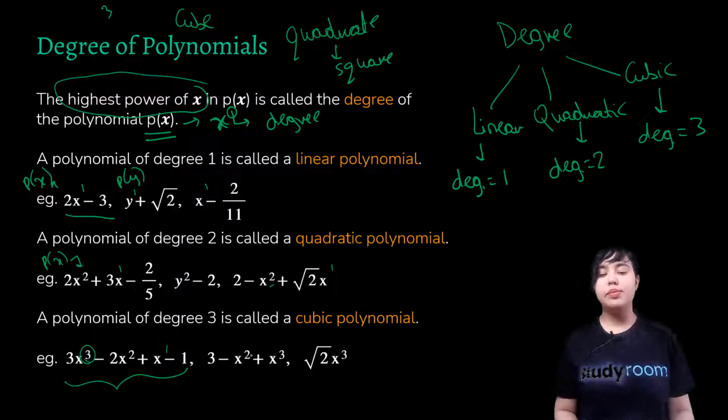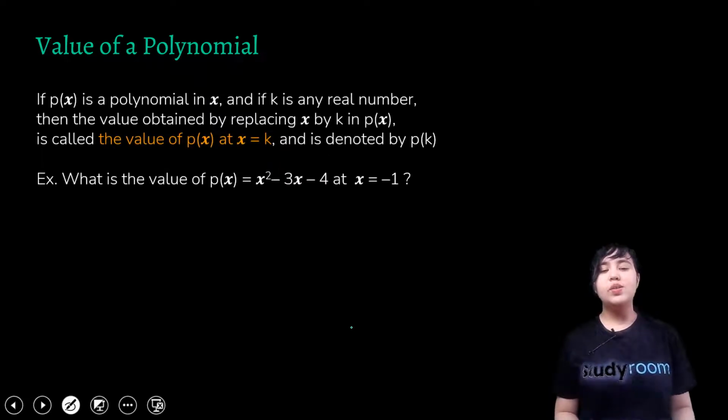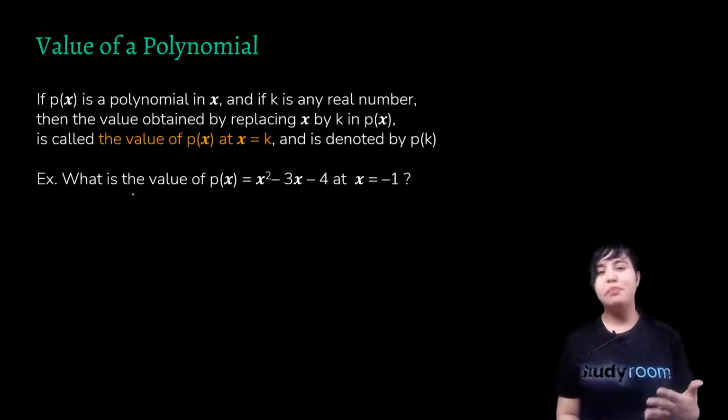Here we have variables having 2 and 3 as the exponents. We choose the highest power 3, cubic. Again x cubed, so cubic. Then how do we get the value of a polynomial? So let's understand that by an example first.